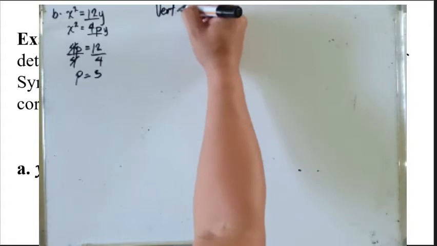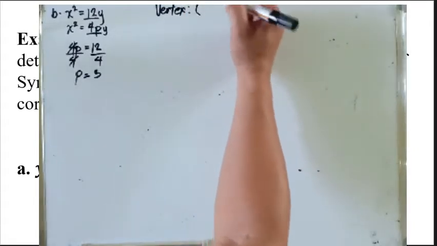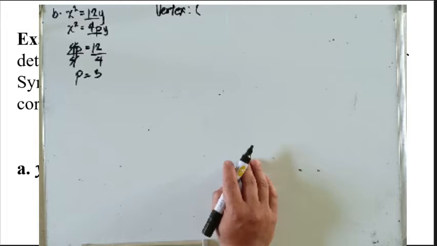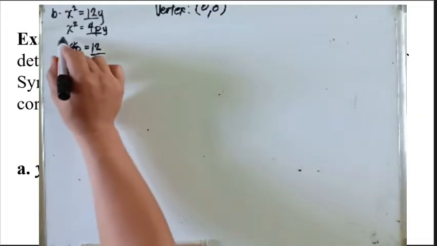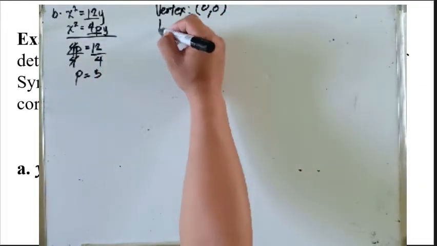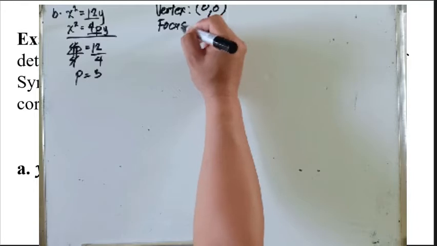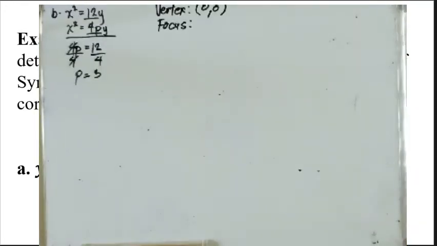Now, the bonus part here is, of course, you already know the value of the vertex, which is (0, 0), because of that standard form. How about the value of the focus? What do you think is the focus?